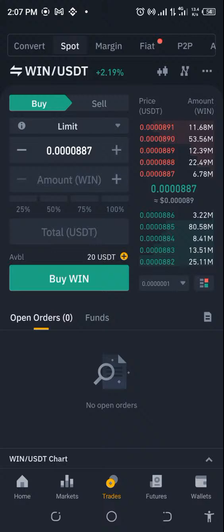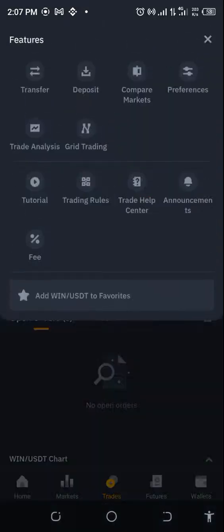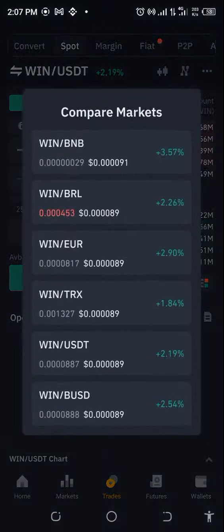Today, we're on another episode of Triangular Arbitrage. Yes, on Binance. You guessed that right. All right, so today, what do we have here? We have Win USDT. So let's go over quickly to the compare markets and see what we have.